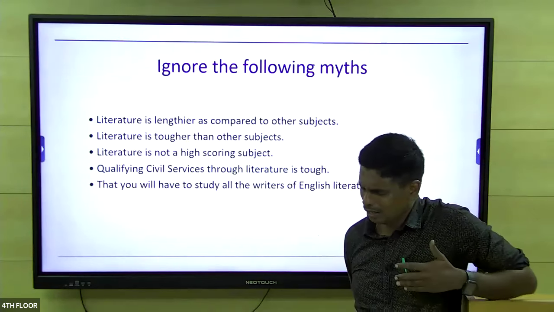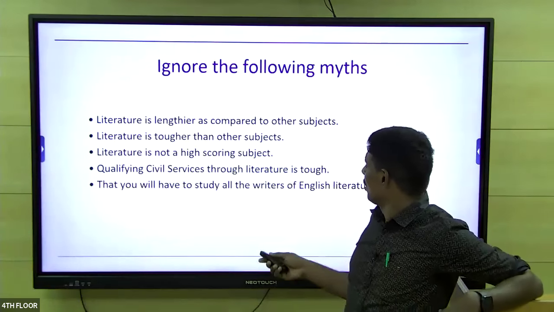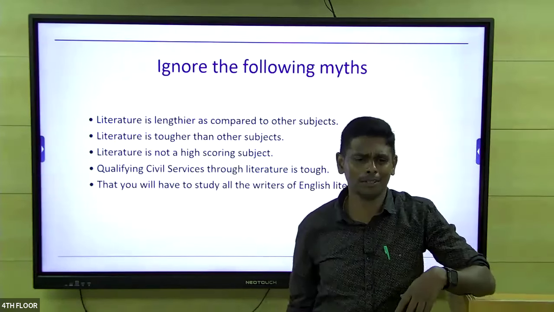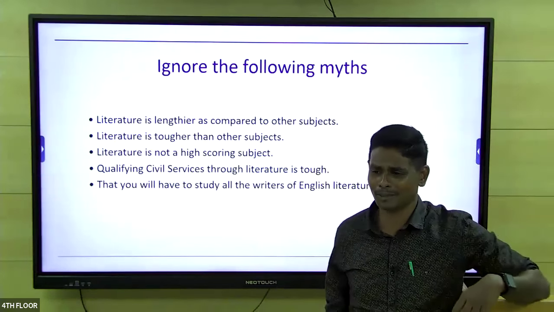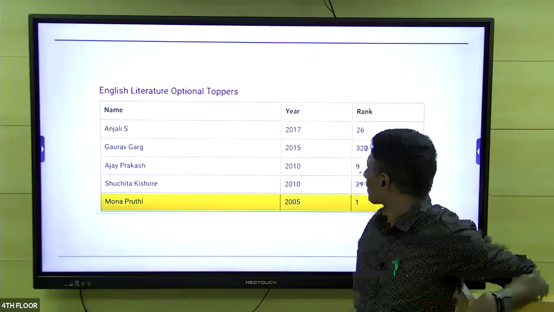Now she is in Kerala as a trainee IAS officer. Then there is the question that you will have to study all the writers of English literature. Oh, come on, that is a well-defined syllabus that is given. Only whatever is given, that you have to study.